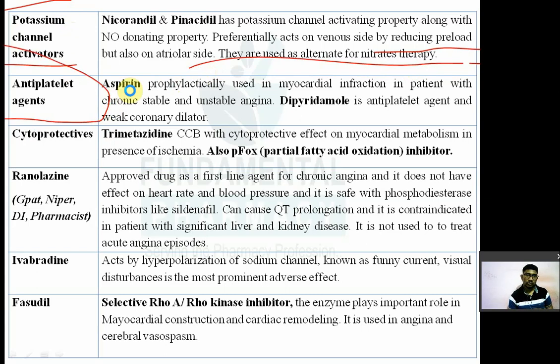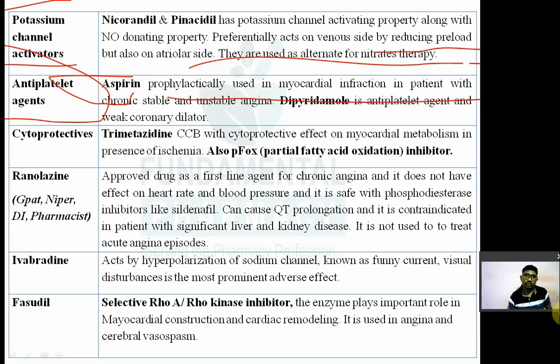So aspirin is an antiplatelet agent. It is used prophylactically. Prophylactically means to prevent the angina. So it is used prophylactically in myocardial infarction in patients with stable and unstable angina. Dipyridamole is also an antiplatelet agent. It is a weak coronary dilator.